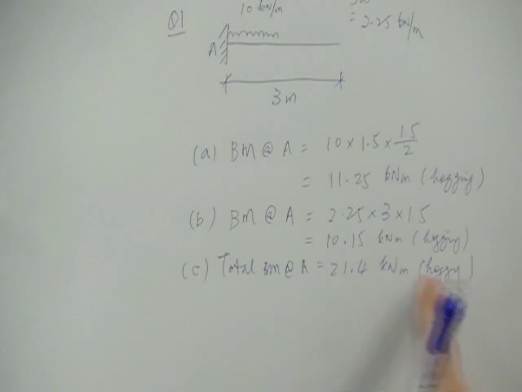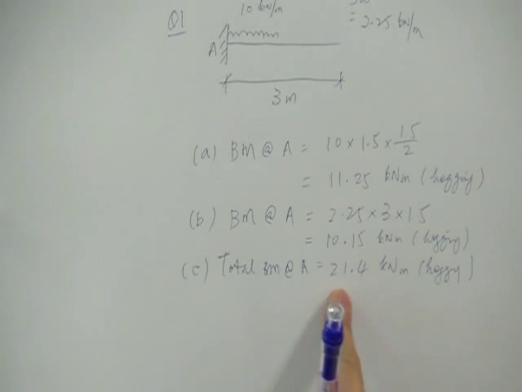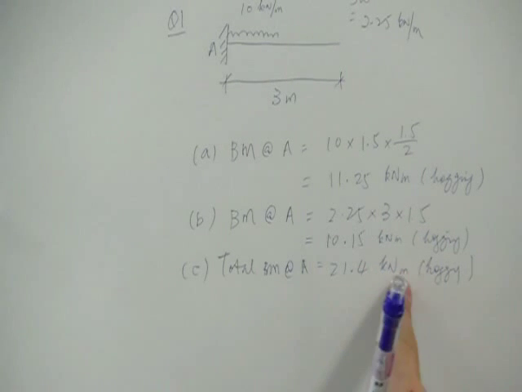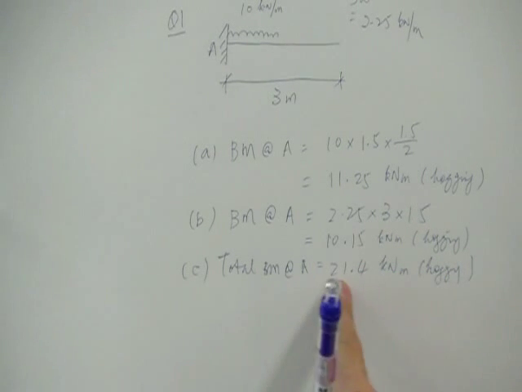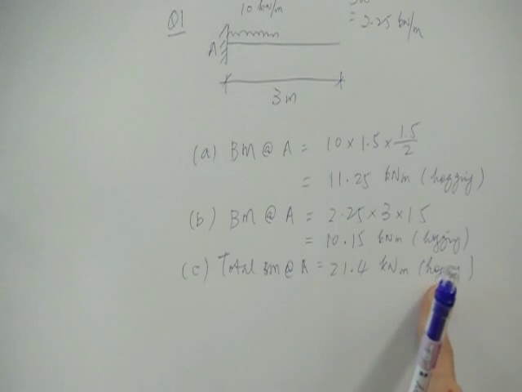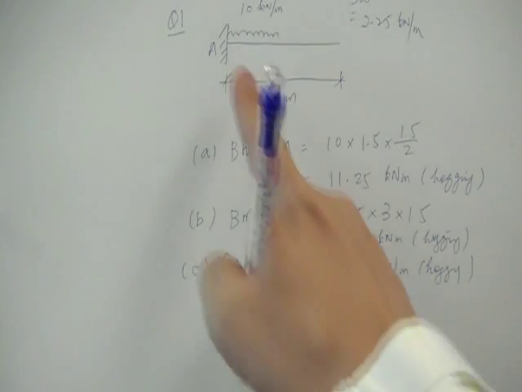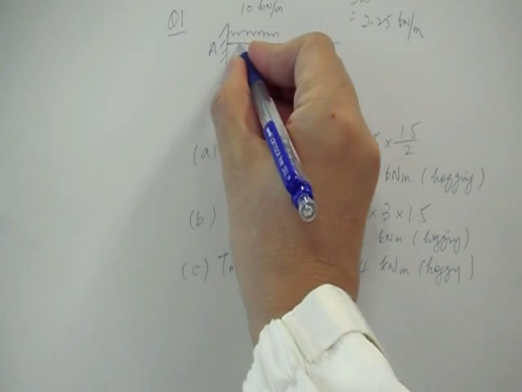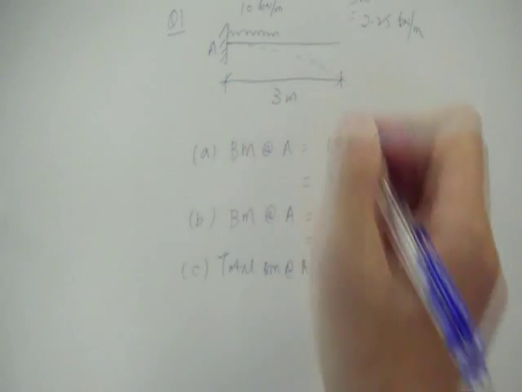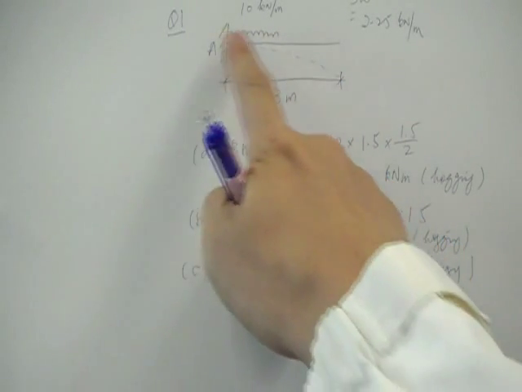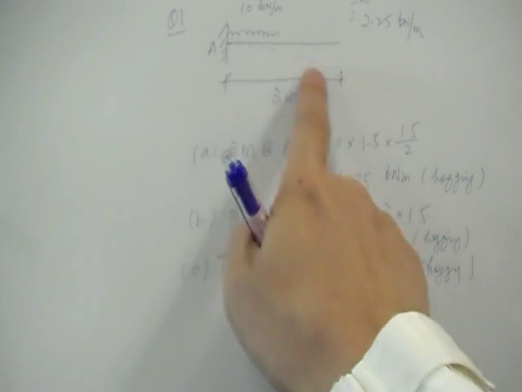Make sure when you write down your bending moment, make sure you write down the unit as well, and state clearly whether the bending moment is sagging or hogging. And in this particular case, this is a cantilever, which will bend something like this. So the bending moment of this cantilever is obviously hogging.